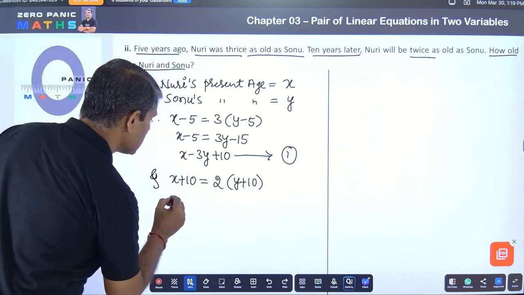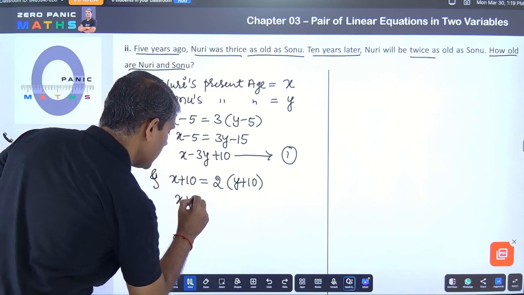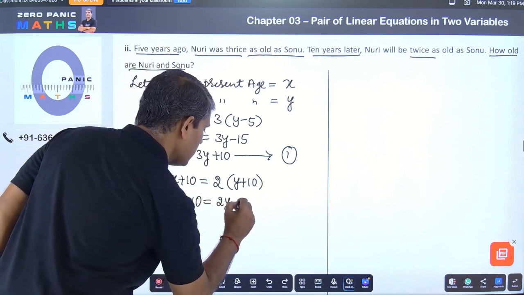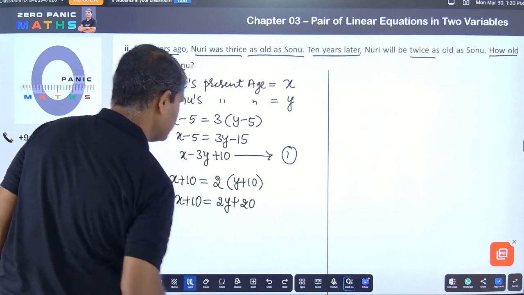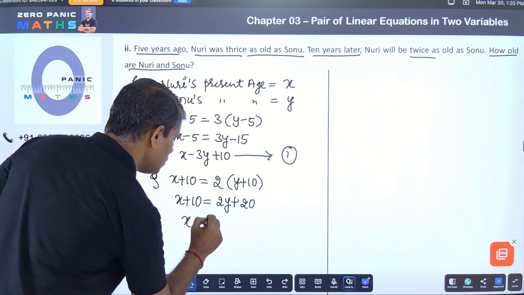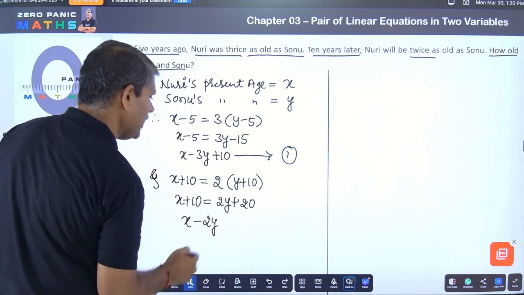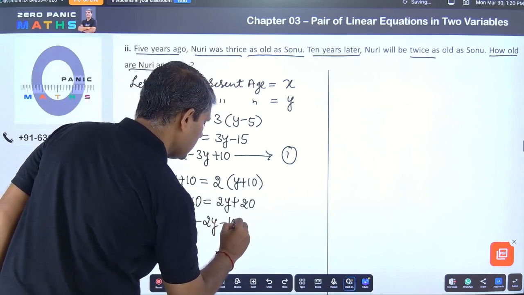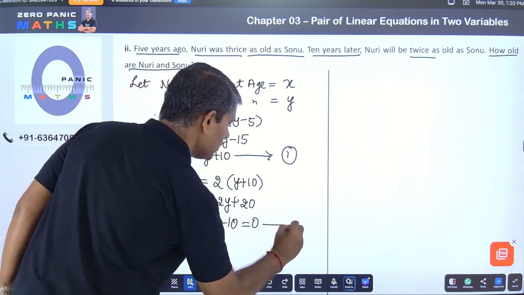Let us resolve this also. x plus 10 is equal to 2y plus 20. Right. So x minus 2y, take 20 to this side, 10 minus 20 will give me minus 10, is equal to 0, equation 2.